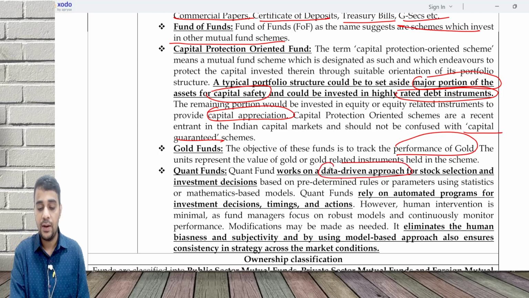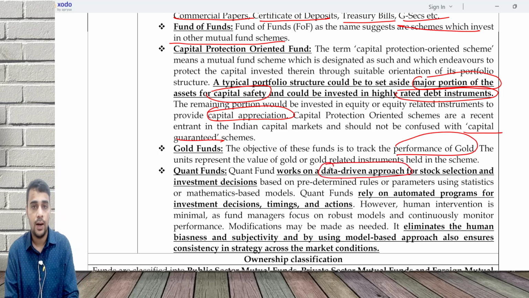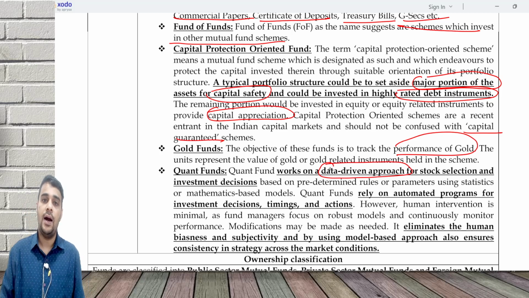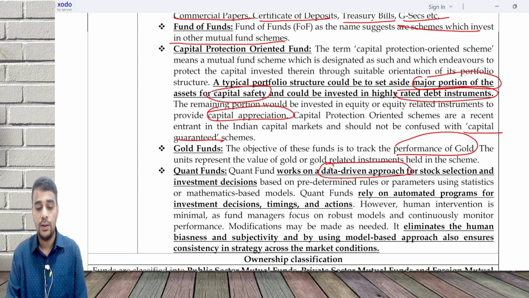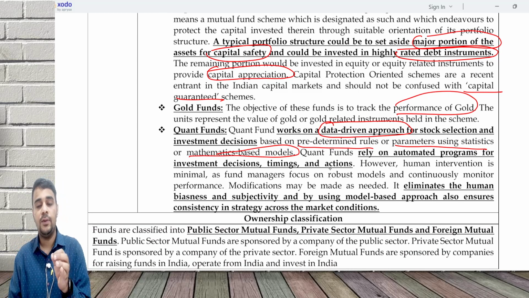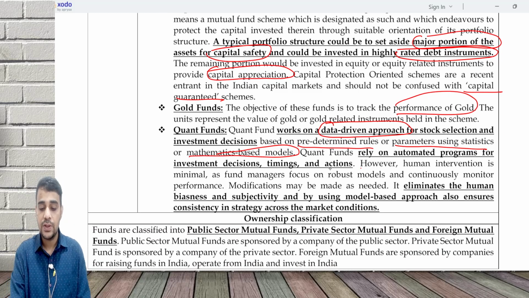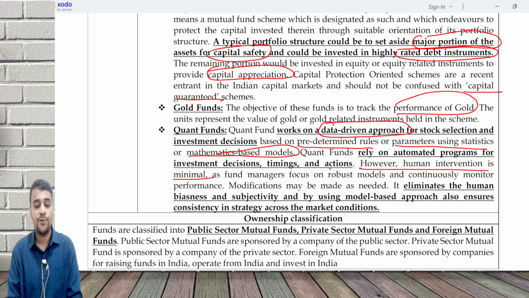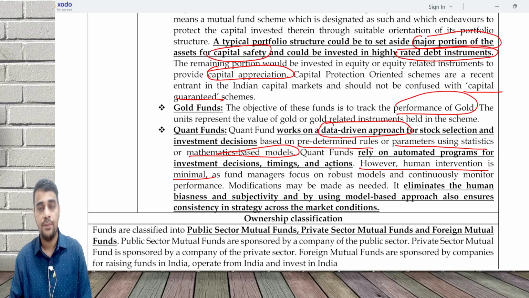What is a data driven approach? There is going to be some algorithm. The algorithm will say buy these shares and sell these shares. So based on predetermined rules or parameters, using statistics or mathematics based models, you will use certain algorithms, automated programs, and then it will tell you to do it. Human intervention is very minimal, as fund managers focus on robust models and continuously monitor performance.